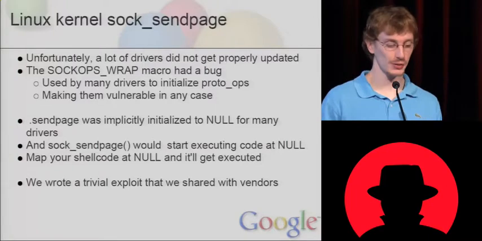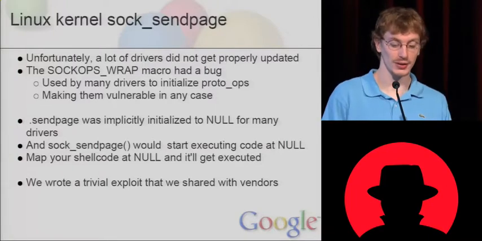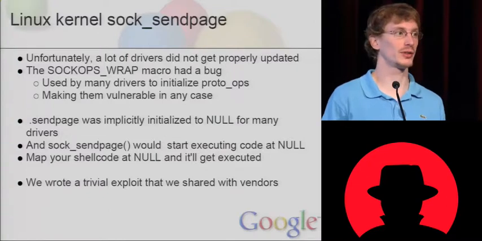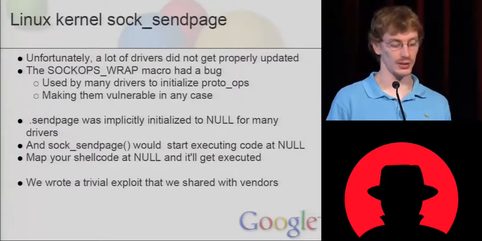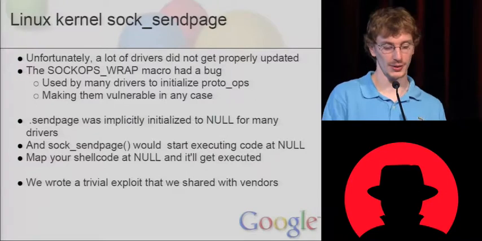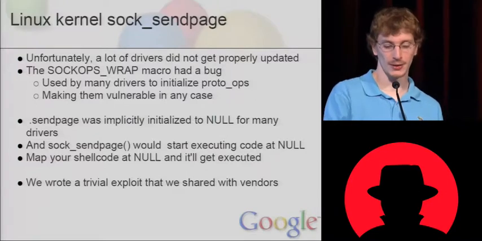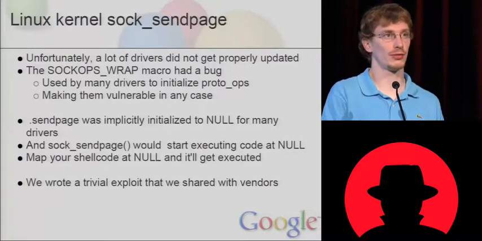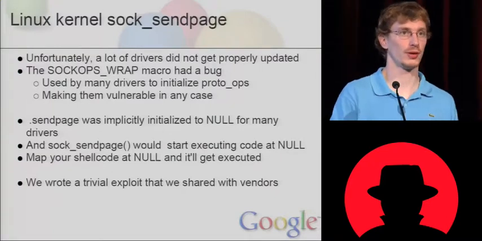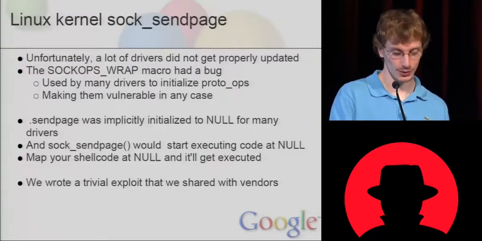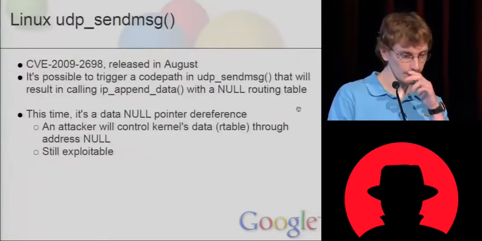So the exploitation was just: you map your shellcode at null, you trigger sendpage, for instance by using the sendfile system call, and you get your code executed. We wrote a trivial exploit for this that we shared with vendors, but other people have written public exploits for pretty much every popular architecture. So you can find this easily online.